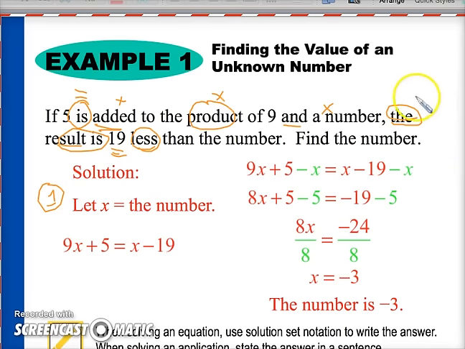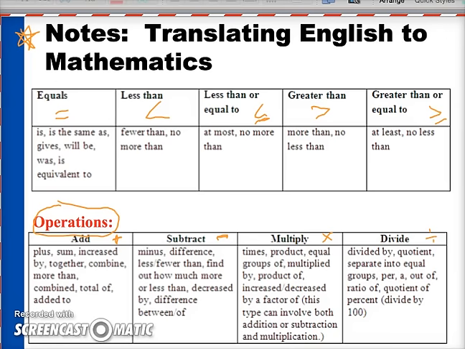Then the second part says, the result is. Is means equal, so that means it must be equal here again. 19 less than the number. I don't know what that is. Let's go check our chart. Less than. What operation will it be? Here we go. Less than. That must be subtraction, right?